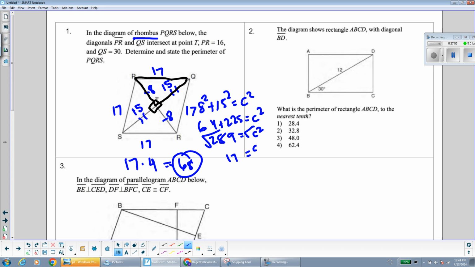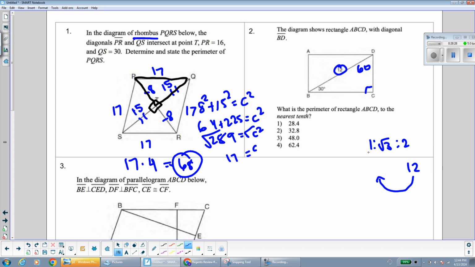Over here we have a rectangle, and we need to find the perimeter of the rectangle to the nearest tenth. So we have two ways that we can go about this. The angles of a rectangle are right angles. So here we have a 30, 60, 90 triangle. And remember, the ratio of the sides of a 30, 60, 90 triangle are 1 to radical 3 to 2. What we have here is the biggest side because it's across from the largest angle in the 30, 60, 90 triangle. So we have the 12 part. We have the 2 part, I mean.